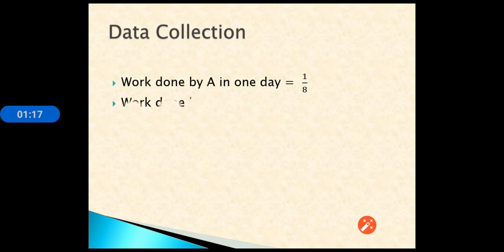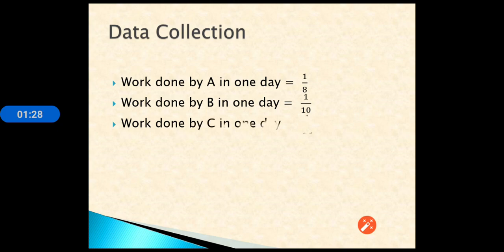In the data collection, we know that A takes 8 hours to complete the work, and therefore work done by A in 1 hour is 1 by 8. On the same lines, work done by B in 1 hour is equal to 1 by 10. Similarly, work done by C in 1 hour is equal to 1 by 12.